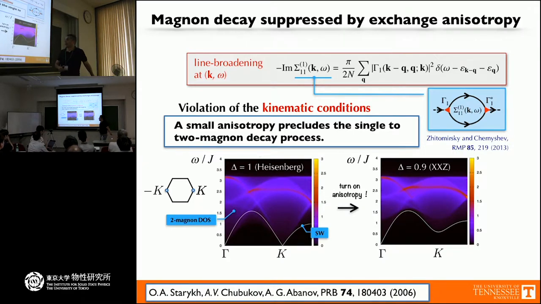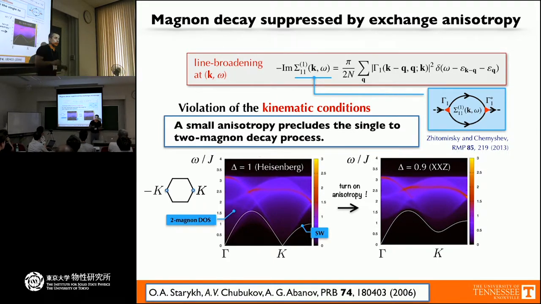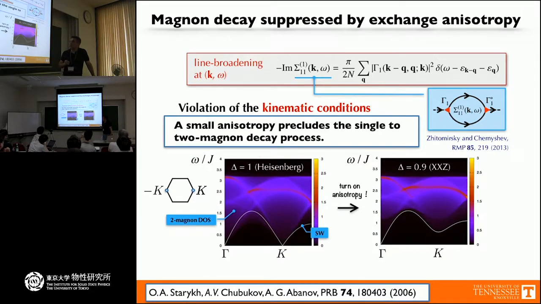And one can understand it in this way. Here, I'm showing not only the single magnon dispersion, but also the onset of the two magnon continuum. And you can see that this single magnon mode is inside the two magnon continuum. So that is what is telling you that it is possible to decay into two magnons.